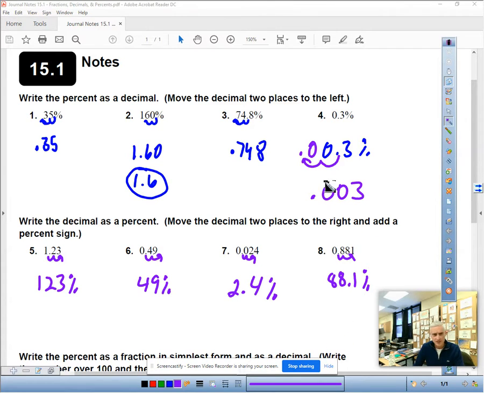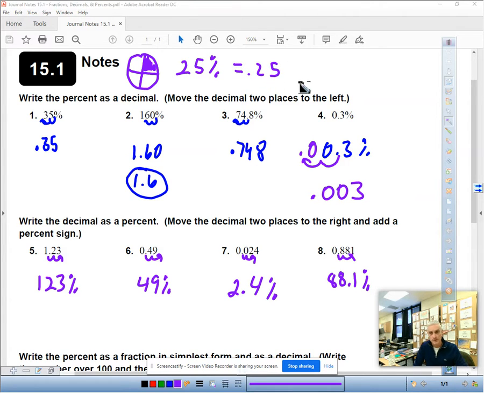Whenever you can't remember which way you move the decimal, think of something that you do know. Most of us know that 25% is a quarter. It's 25 out of 100. So if I divided this into fourths, that would be 25%, which is 0.25, also known as 1/4.